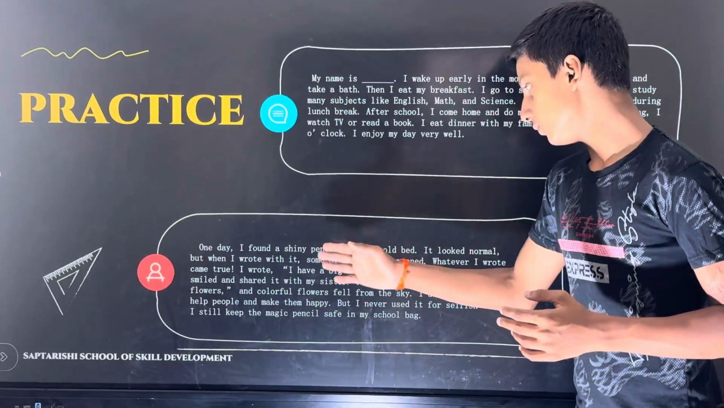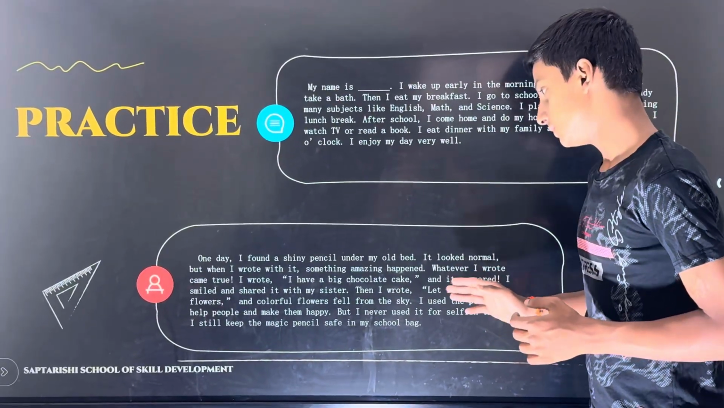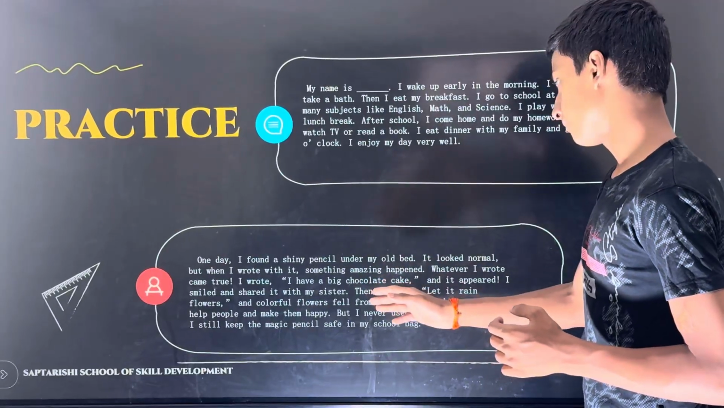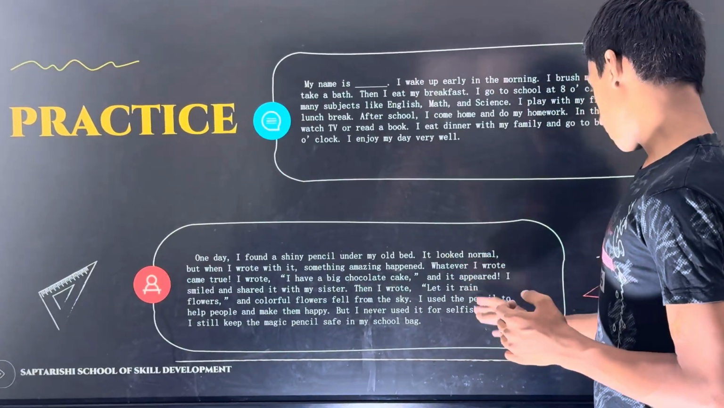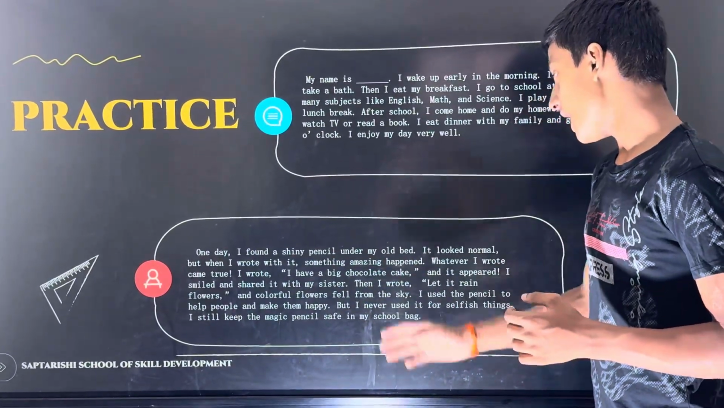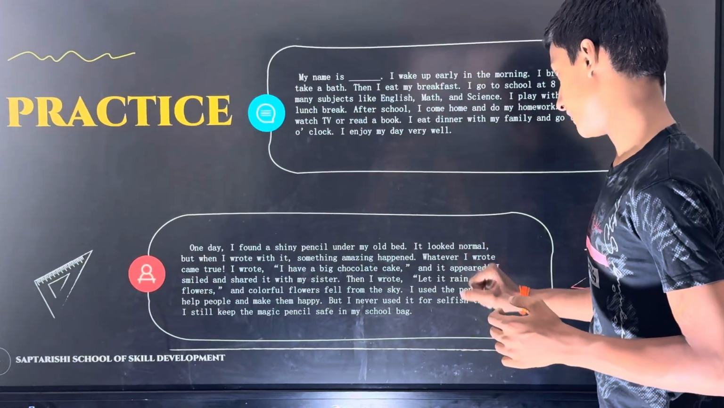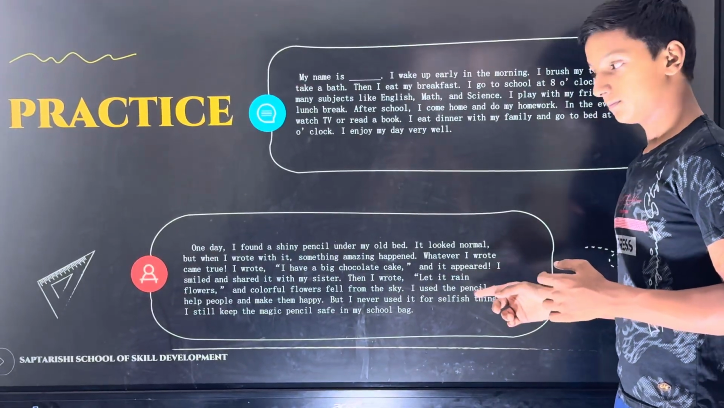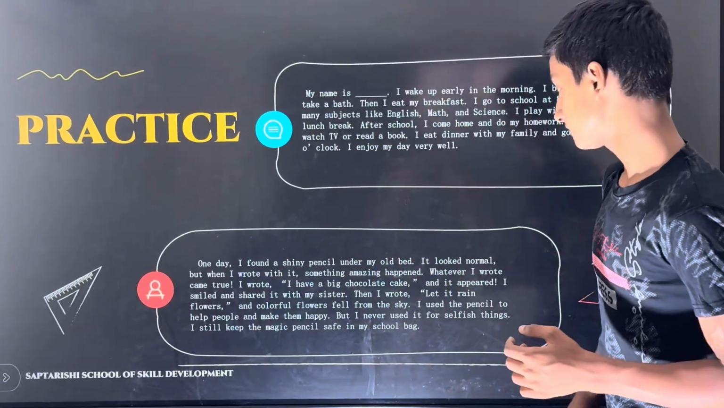One day, I found a shiny pencil under my old bed. It looked normal, but when I wrote with it, something amazing happened. Whatever I wrote came true. I wrote, I have a big chocolate cake. Direct speech, I have a big chocolate cake. And it appeared. I smiled and shared it with my sister.